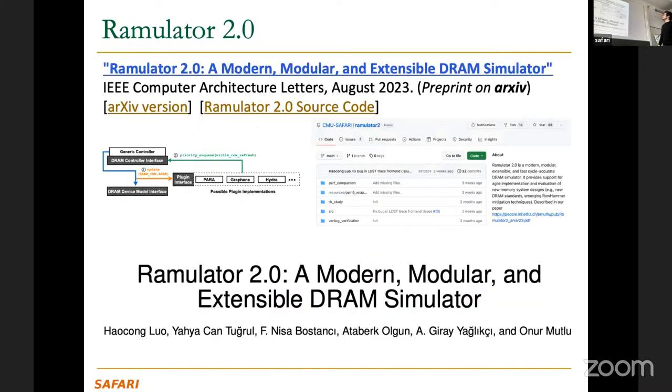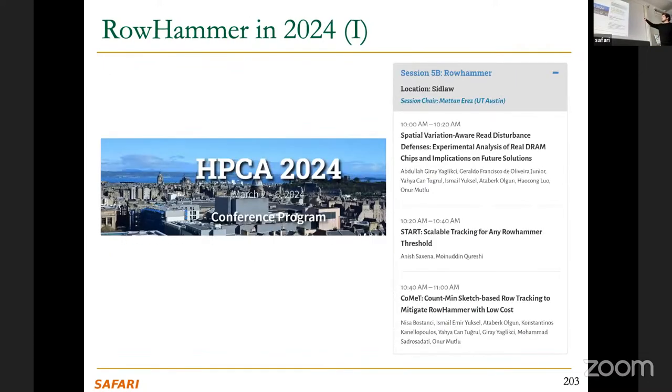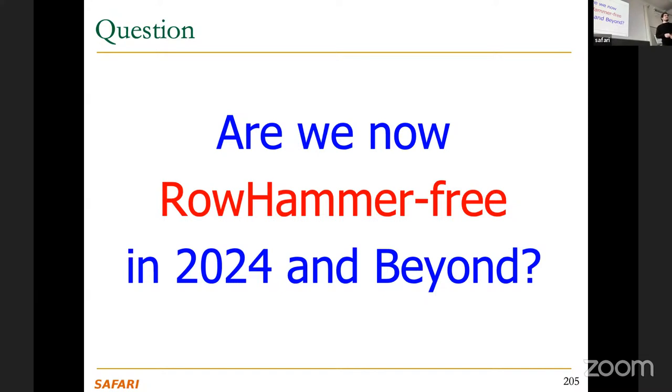I think interesting ones I'm trying to spot are the ones that I have not talked about. Very recently, I talked about these two techniques that we published in 2024. And I guess we'll have two more at least, using security. One is Ataberk, the other one is sledgehammer. It's another hammering tactic. So there are still RowHammer attack papers, defense papers, understanding papers, still an interesting area to investigate. And maybe I'll talk about one more thing and then I'll conclude.